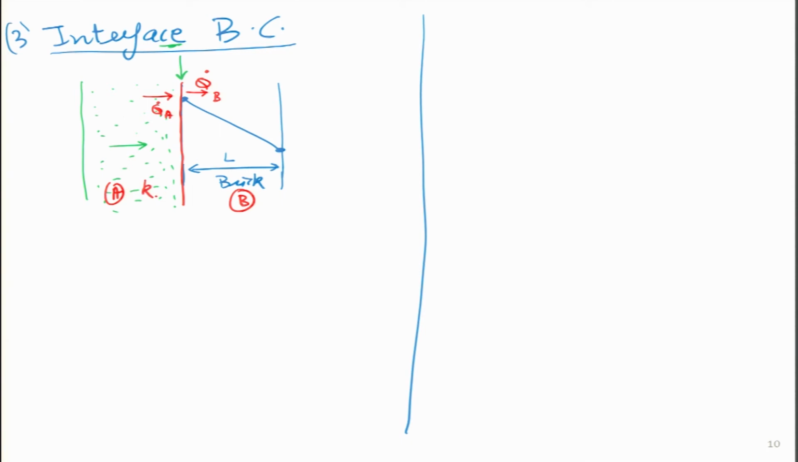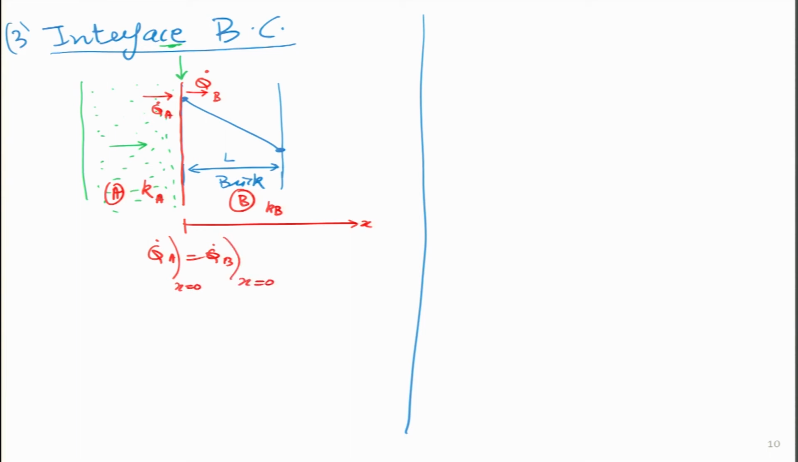Its thermal conductivity is Ka, here the thermal conductivity is Kb. So, how do I equate q dot A equals q dot B? And again I will draw the x axis over here. One caution I will put is that this is only for the interface, which means that this is true only for x equals 0.